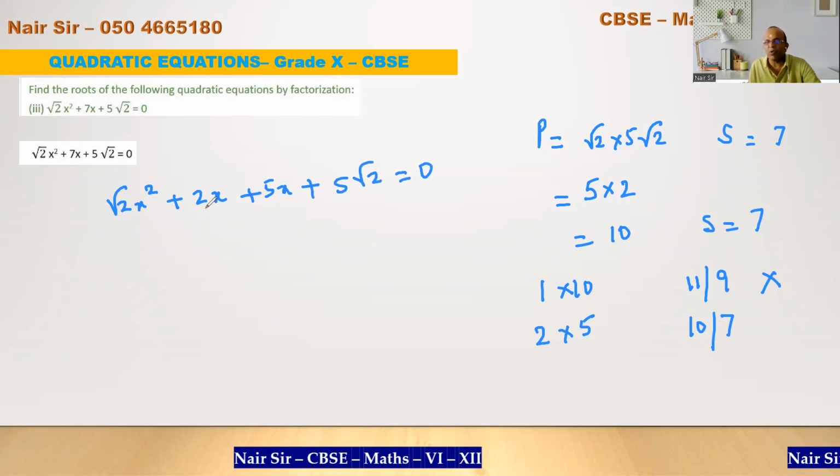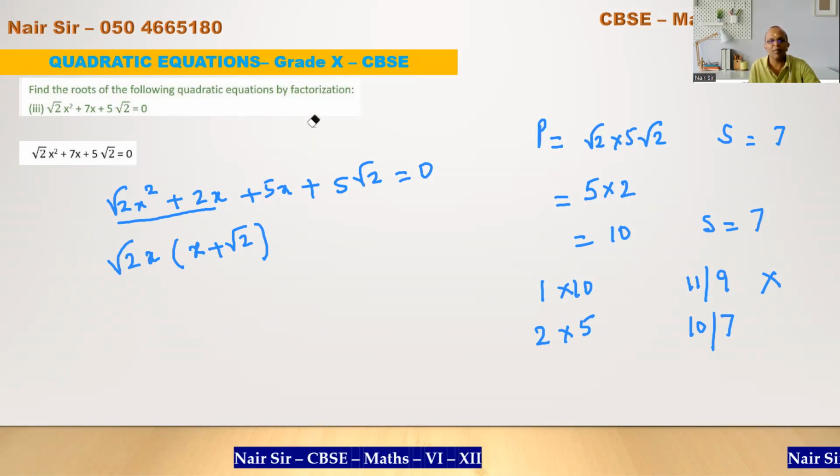Root 2 x squared and 2x. Now look at this. What is the common thing I can take out? Can I take root 2 x out? What will be left? X plus root 2. Why? 2 can be written as root 2 into root 2. Got it?